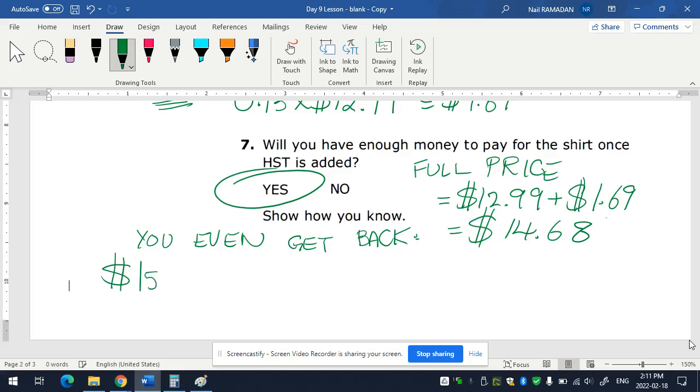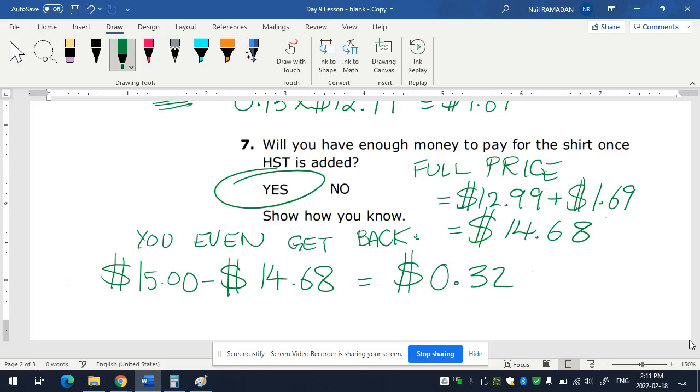$15 take away $14.68 that you fully paid to them is 0.32. They owe you back 32 cents. They'll probably give you 35 because they all round up. It's like business always takes a hit slightly. But again, in the grand scheme of things, they're better than losing anything.